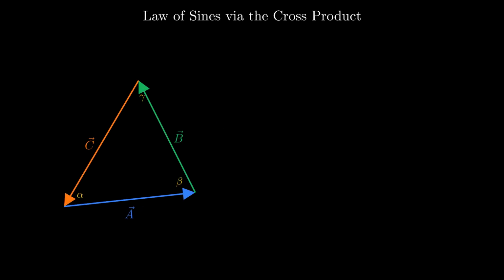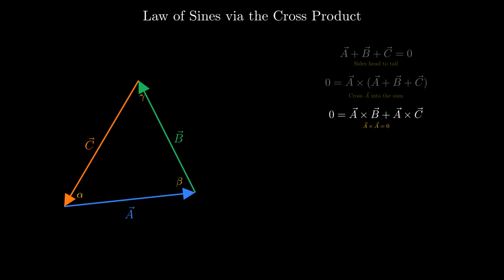The cross product proves geometry too. Take a triangle with interior angles alpha, beta, and gamma with its sides represented by vectors a, b, and c arranged head to tail, so that a plus b plus c equals 0. Now cross vector a into the entire sum. The self term a cross a vanishes, since any vector crossed with itself is 0. That leaves a cross b plus a cross c equals 0. So a cross b equals the negative of a cross c, which means their magnitudes are equal.